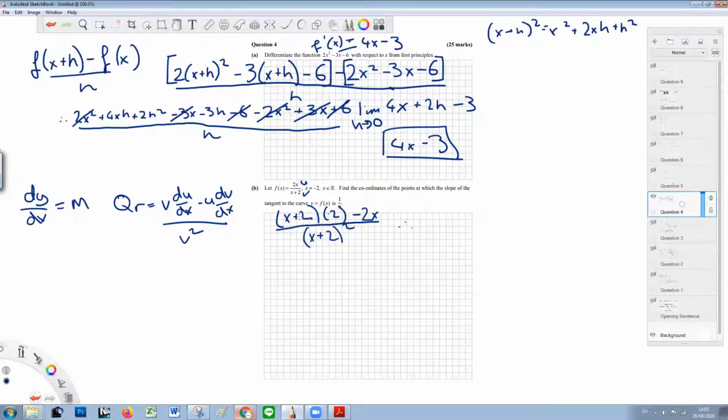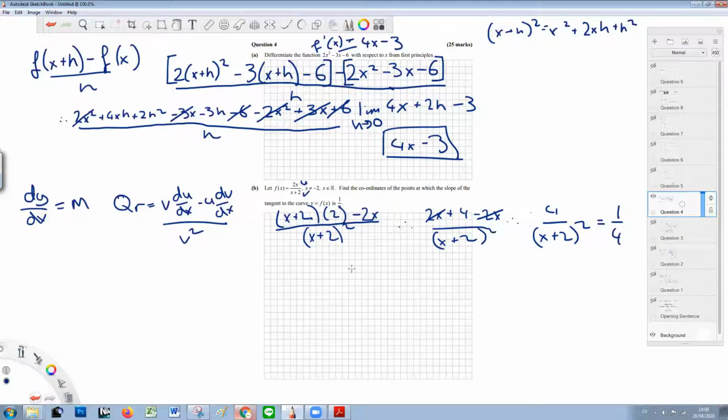And that's going to be 2x plus 8 minus 2x. That and that is going to cancel. So it's going to be 4 over (x plus 2) squared. Now, we're told that the slope of the tangent is going to be a quarter. So we're told dy/dx, find the coordinates of the point at which the slope of the tangent is equal to a quarter. So we basically just let this equal a quarter.